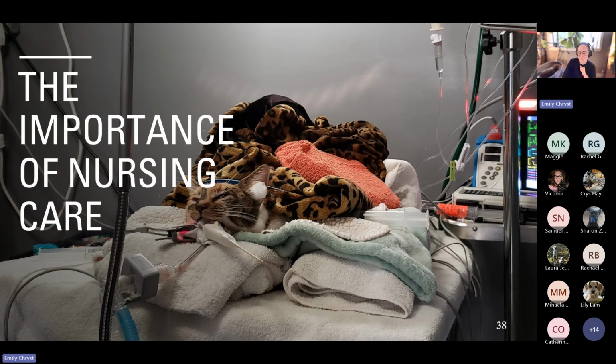So we are going to be moving into what I think is the most important thing about these ventilated patients, which is nursing care, which means your role as a technician is pivotal. So when these patients are right on the edge, I truly believe and have absolutely seen that nursing care can make or break the case. So at this point, it's not about one big intervention. It's about all the small things done well and done consistently.